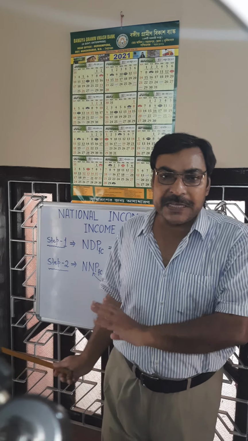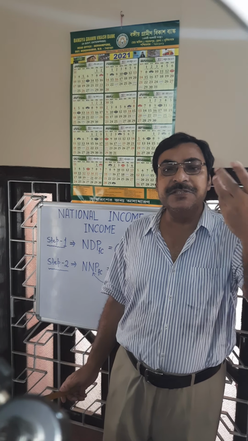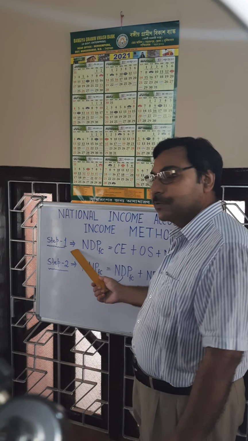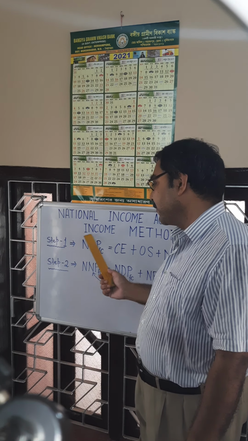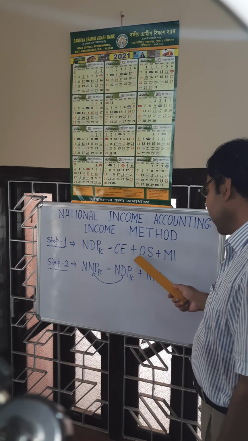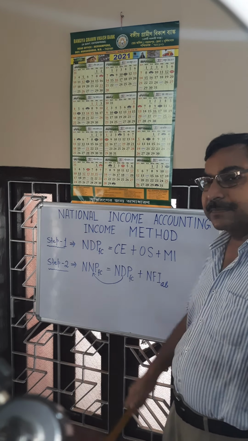If instead of national income you are asked to calculate, suppose, GDP at market price, in the income method you have to calculate GNP at market price, gross national product at market price. What will you do? In the first step you will calculate NDPFC. The first step is common. You have to do it always. Find out NDPFC. How? Adding C, OS and MI you will get it.